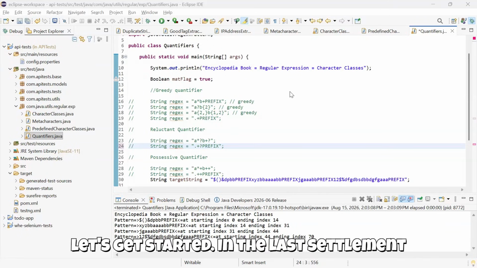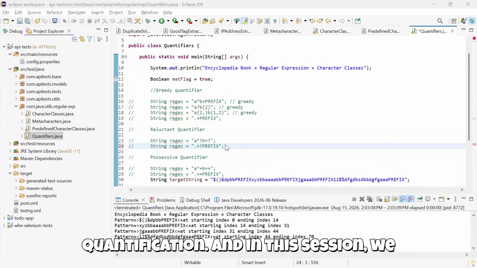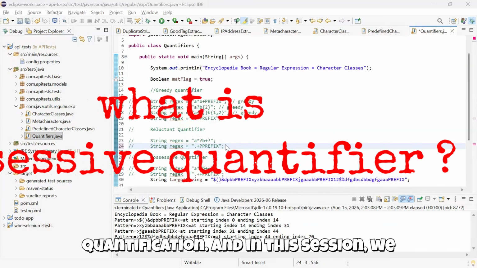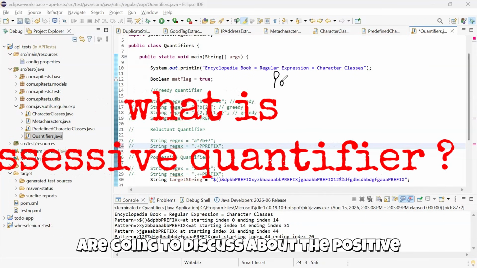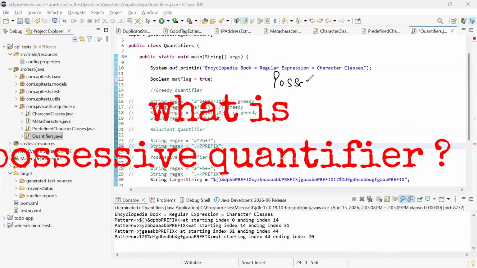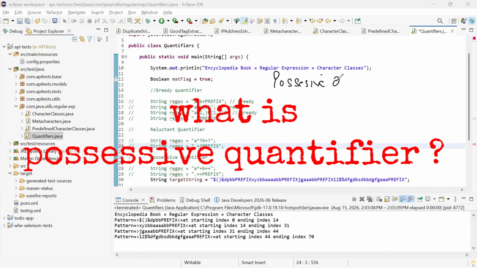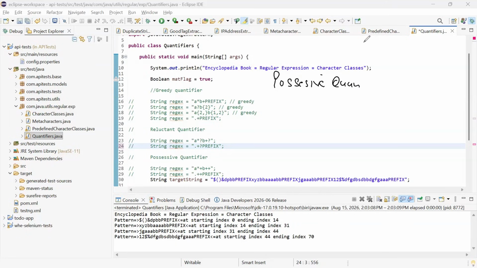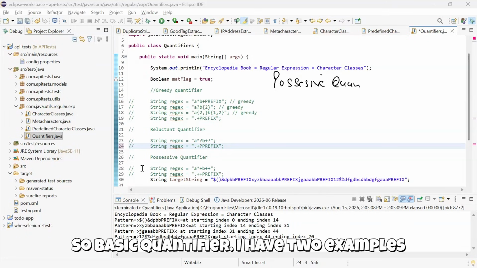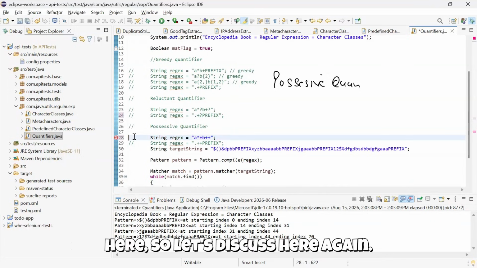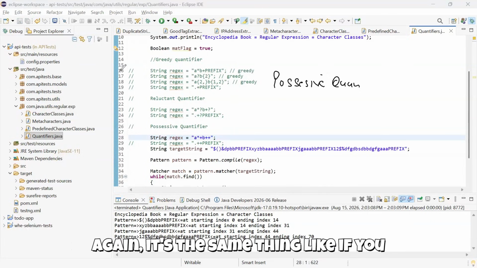So let's get started. In the last session, we discussed the lazy quantification, and in this session, we are going to discuss the possessive quantification. So for the possessive quantifier, I have two examples here. Let's discuss it again. Again, it's the same thing.